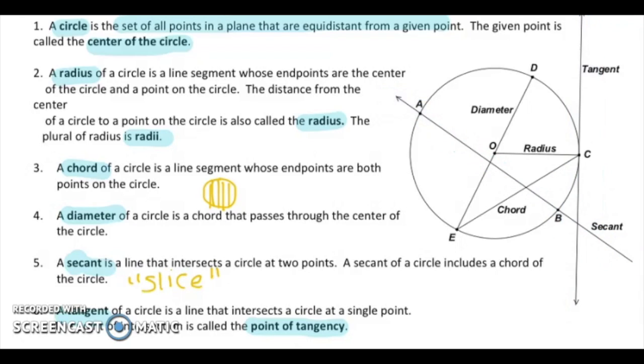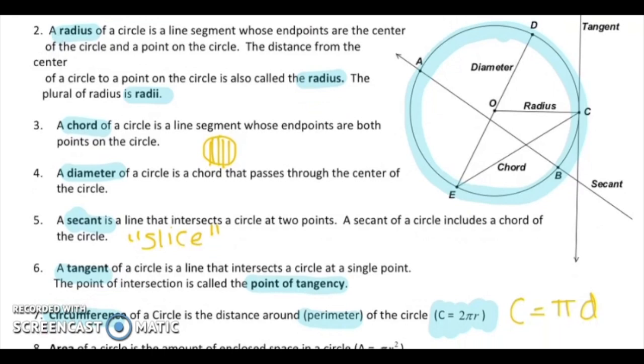Now our last two words are words that we should be familiar with from previous courses. The circumference of a circle is another name for the perimeter. So that's the entire distance around the circle. And the formula for that is circumference is 2 pi times the radius. Or sometimes we say that as the circumference is pi times diameter, since twice the radius of a circle is the diameter.